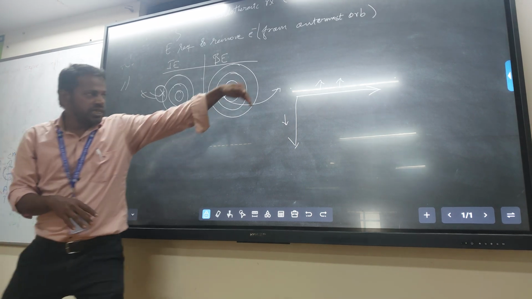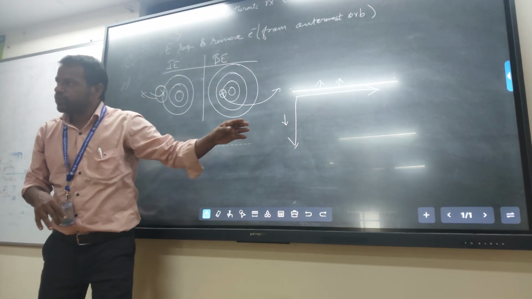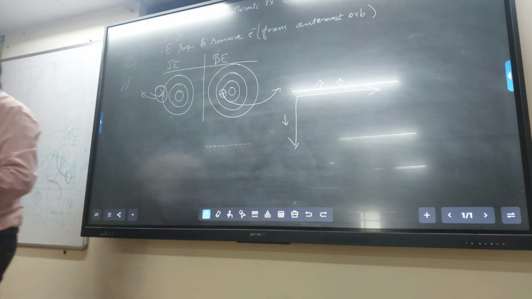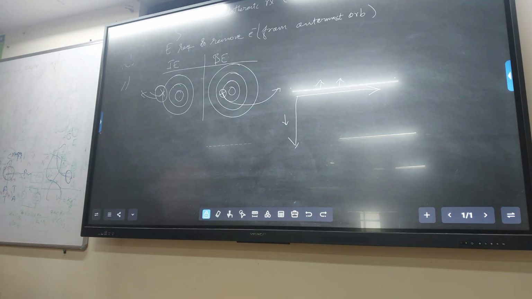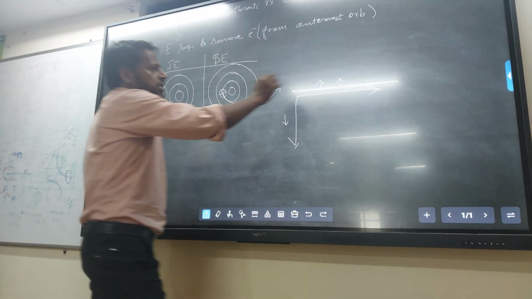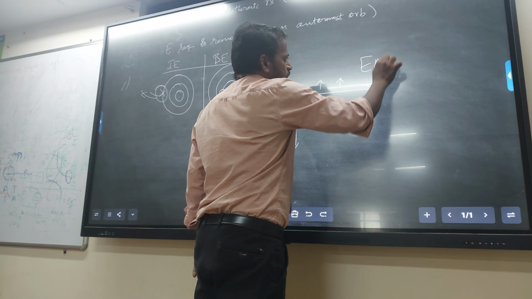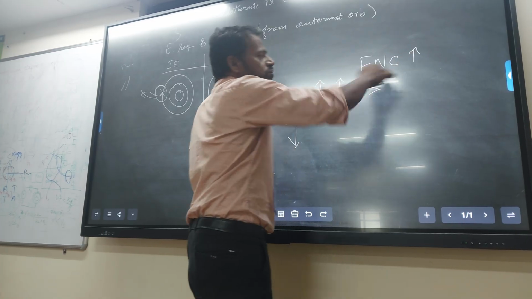The shell number increases from top to bottom. Ionic radius decreases, hence the ionization energy increases. Otherwise, the effective nuclear charge increases. That is the right explanation. From left to right, the effective nuclear charge increases.